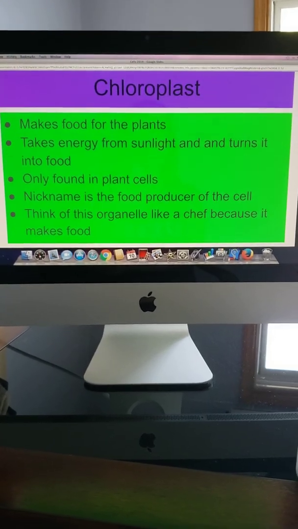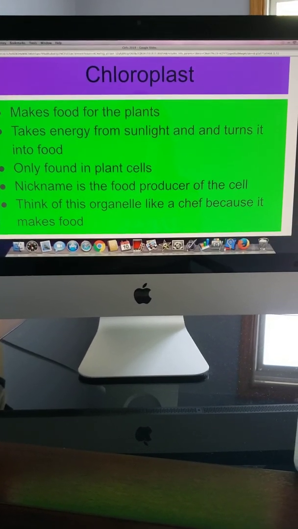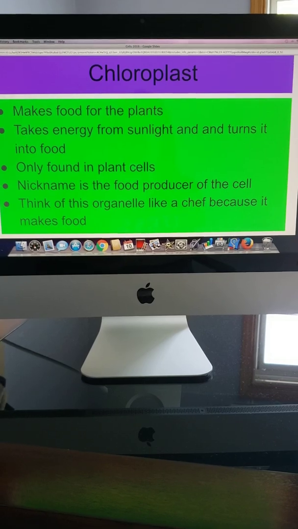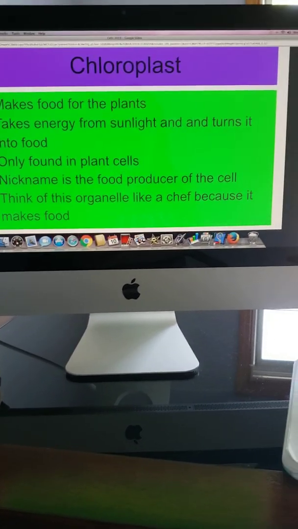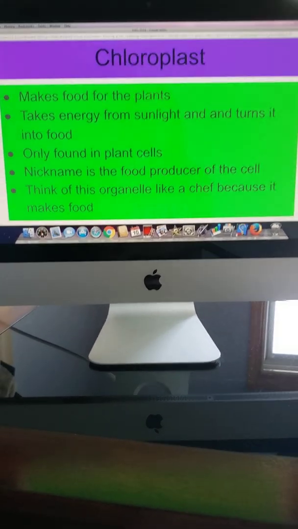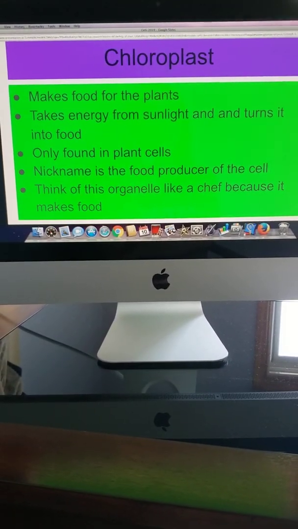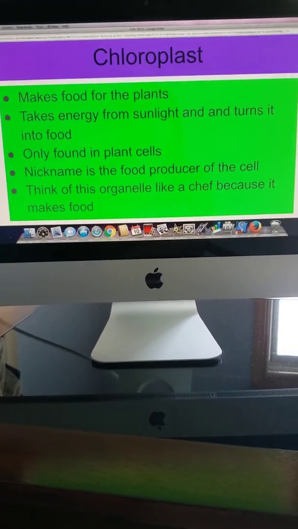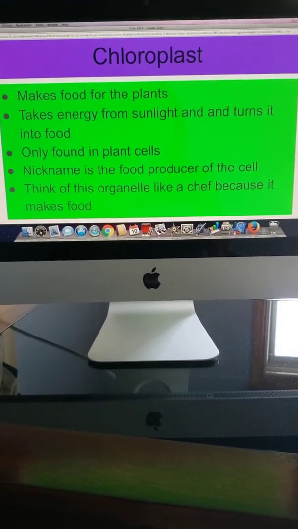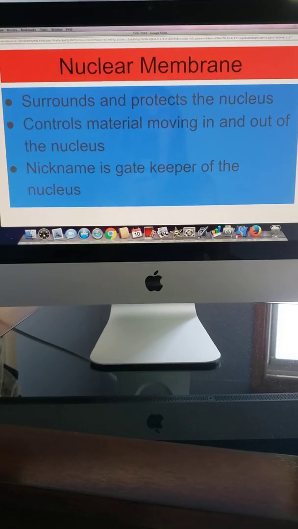Chloroplasts, only found in plant cells. Chloroplasts are what make food for the plant. So it's when it takes energy from the sunlight and turns it into food. That's the process of photosynthesis. We call it the food producer. We can think of it as the chef. Chlorophyll is what gives the plants the green color. So it kind of makes sense now, that connection.